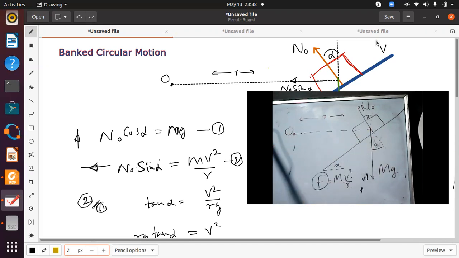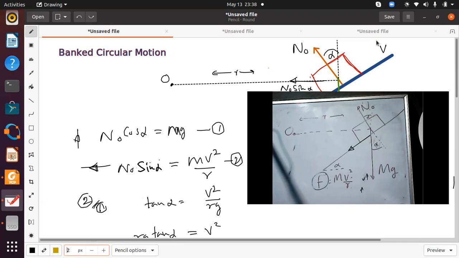Now, when velocity increases, what will happen? The R has to change. Now, if the car has to stay in the same path, there should be additional forces acting on it. So, what is the additional force? The additional force is the friction. So, if it tends to move up the inclined plane, there should be a force restricting that motion, which is given by the frictional forces, acting in this direction.